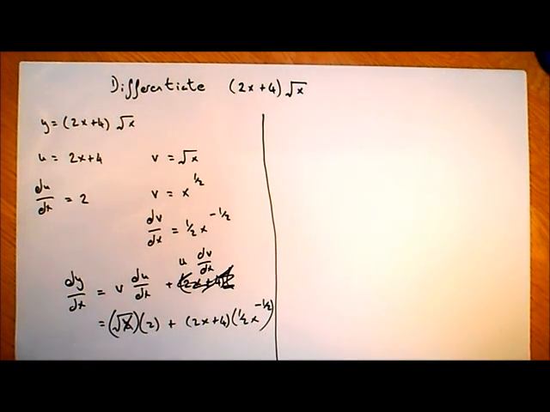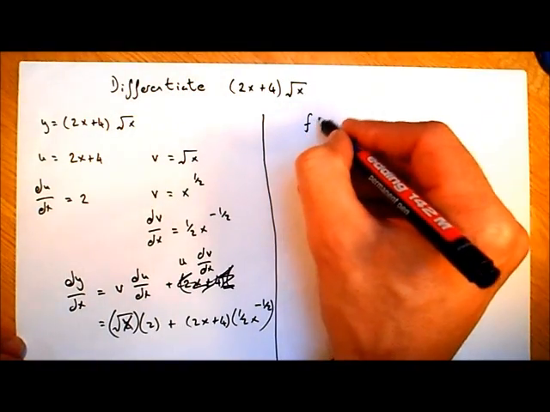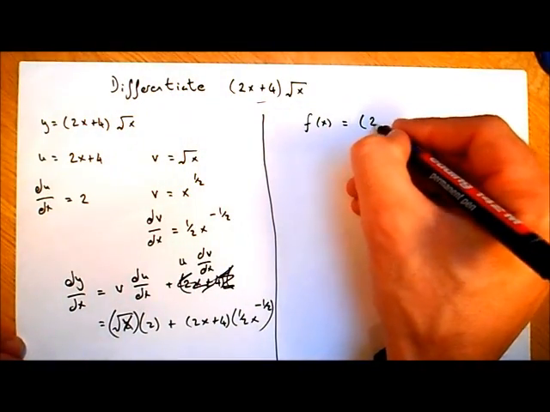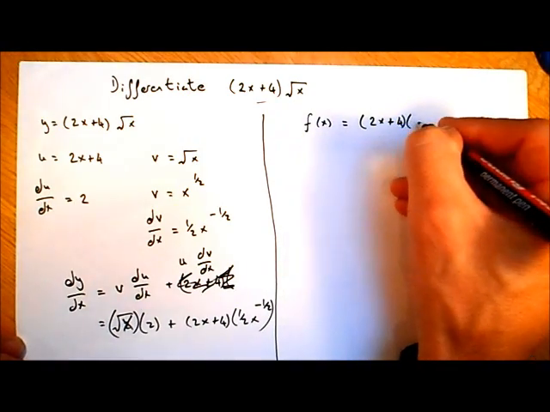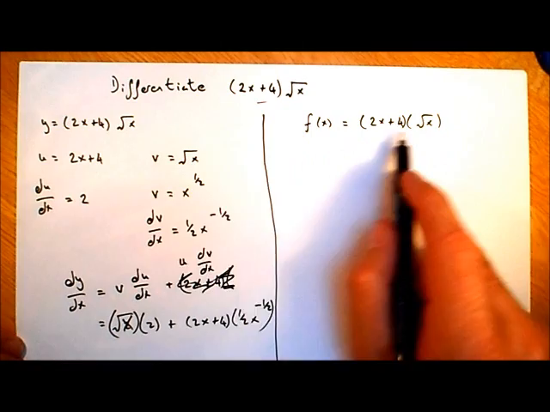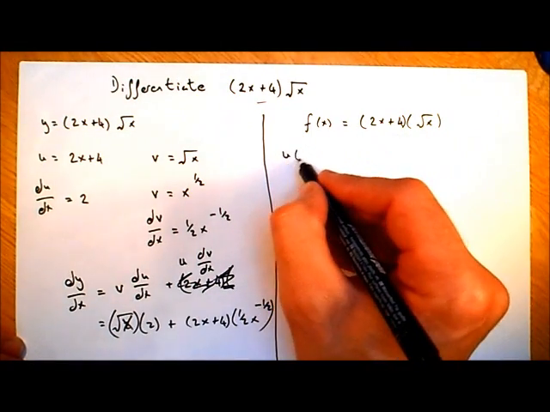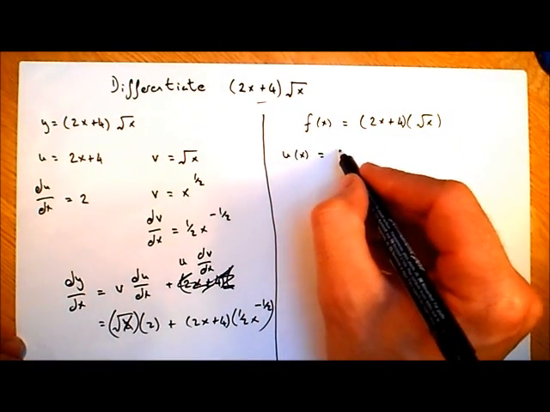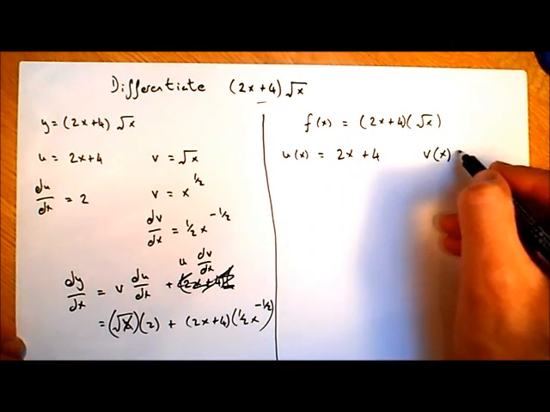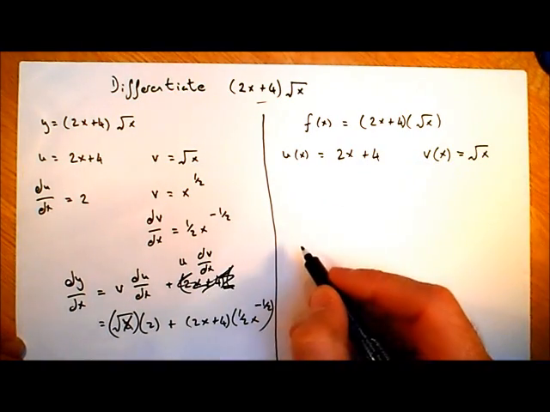Okay, let's do the same question. Let's use the f of x method. So I'm going to start off by saying that f of x is equal to this. So f of x is 2x plus 4 times the square root of x. We've got a product, 2x plus 4 multiplied by that. So u of x will be the first part, u of x is equal to 2x plus 4. And v of x is the other part, the square root of x.